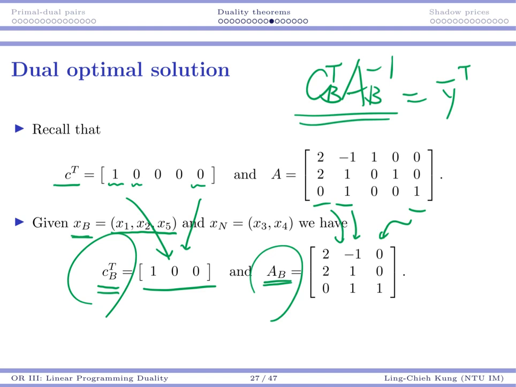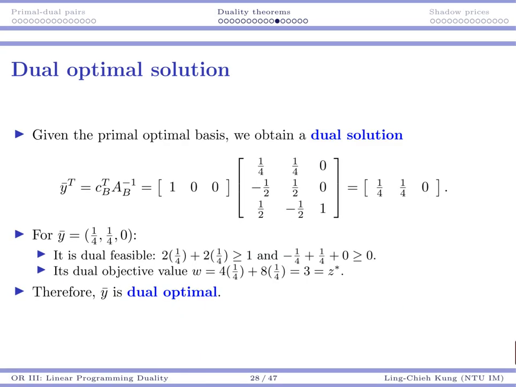Let's see whether it is really dual optimal. So we may do this calculation, and you may again verify this by yourself. A_B inverse is here. So once we do c_B transpose A_B inverse, we're going to get 1/4, 1/4, and 0. So given this y bar solution, we may check that it is indeed dual feasible. You may do this by yourself. There are two constraints, right? For both constraints, you are able to see that the solution satisfies both constraints.